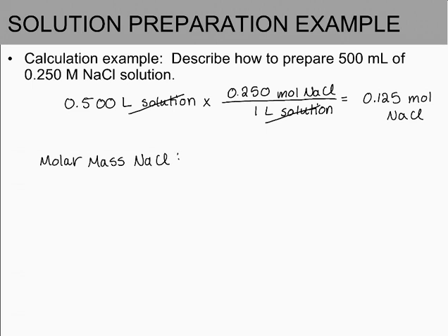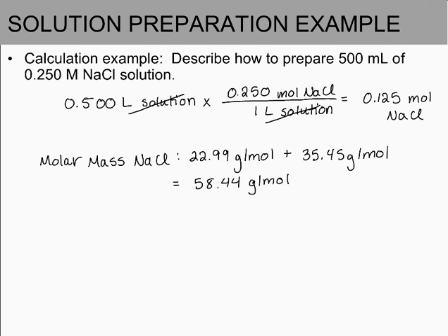If we pull out our periodic table, the mass of sodium is 22.99 grams per mole. And then the mass of chlorine is 35.45 grams per mole. So the molar mass of sodium chloride, if we plug that in to our calculators, should give us 58.44 grams per mole.